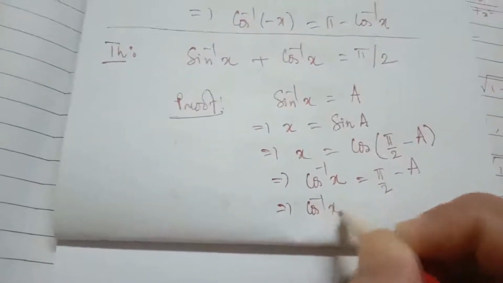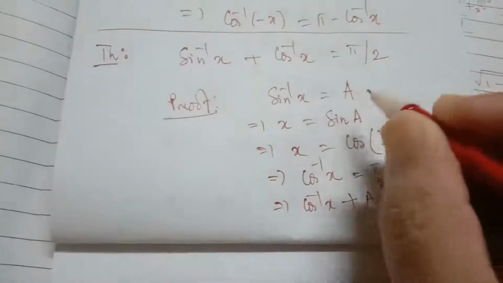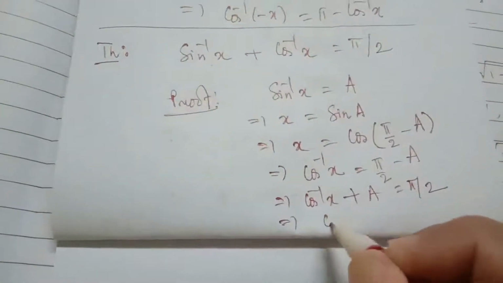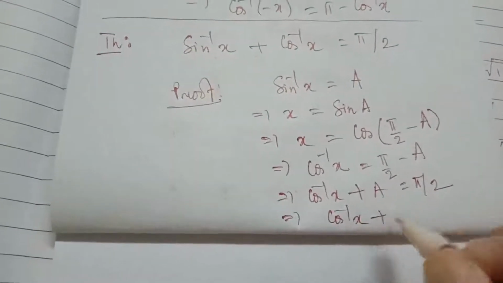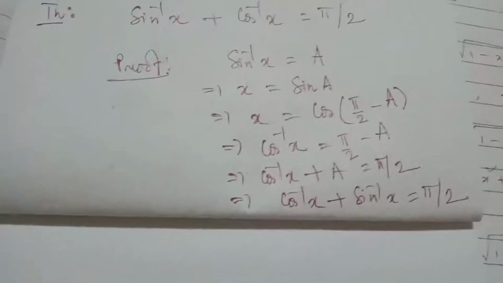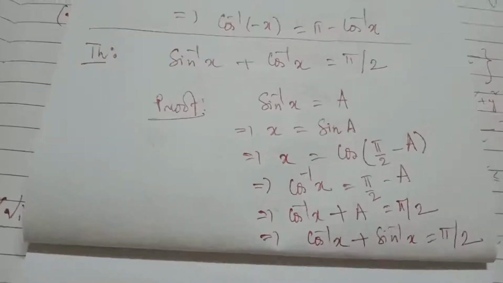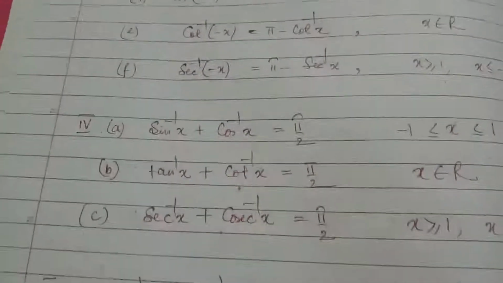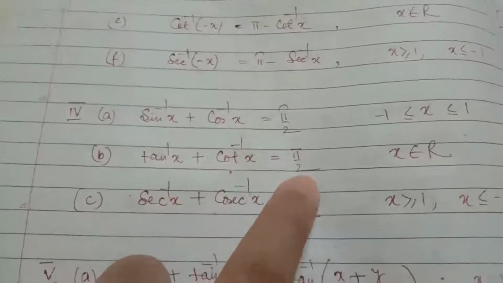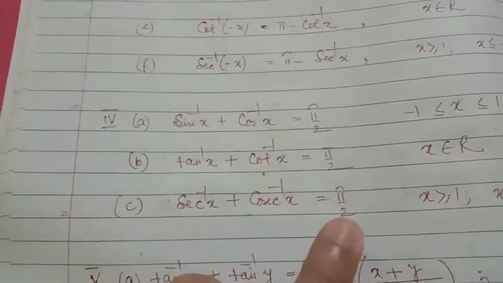Cos inverse of x plus a is equal to pi by 2, and you can see a equal to sin inverse of x. So cos inverse of x plus sin inverse of x is equal to pi by 2. So this is the proof of the theorem. Sin inverse of x plus cos inverse of x equal to pi by 2. Similarly, you can prove these two theorems also: tan inverse of x plus cot inverse of x equal to pi by 2, and sec inverse of x plus cosec inverse of x equal to pi by 2.